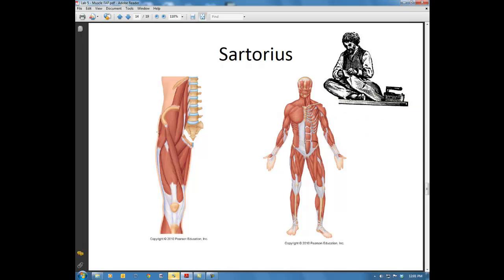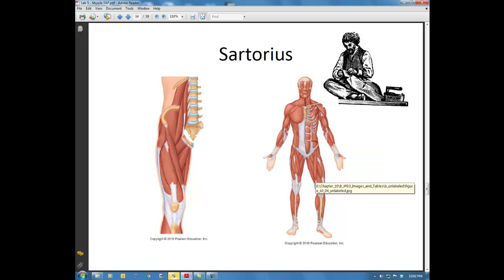So that's the Sartorius. When we say it flexes the hip and knee and rotates the leg, that's what allows us to cross our legs sitting Indian style, or just crossing your legs when you're sitting. So that's the Sartorius. And you can see on both sides here, attaching from the outside of the hip to the inside of the knee. Very long muscle.